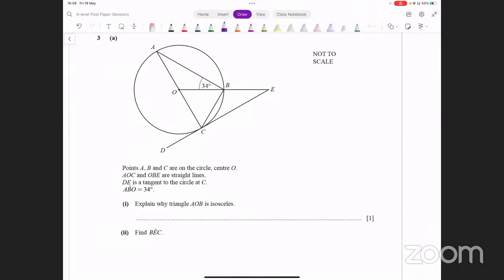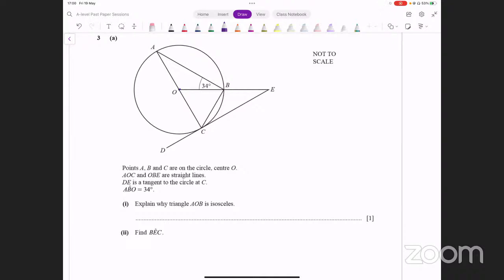Points A, B, and C are on the circle with center O. So O is the center of the circle. AOC and OBE are straight lines. DE is a tangent to the circle at the point C. The angle ABO is 34 degrees.